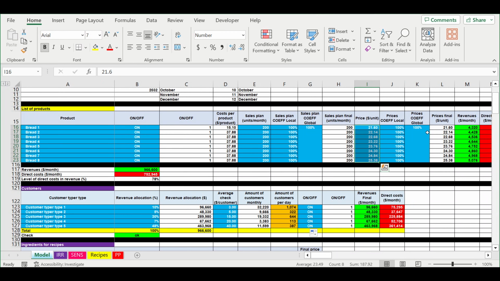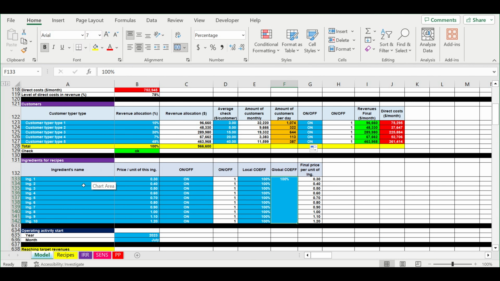Then we are adding selling price per unit plus local and global coefficients for pricing. Now let's jump to the next block of inputs, direct costs. In the next tab, we have a list of all ingredients which participate in the cooking process. Then we specify the price per 1 unit of each ingredient. We also add on-off toggles plus local and global coefficients for this price.